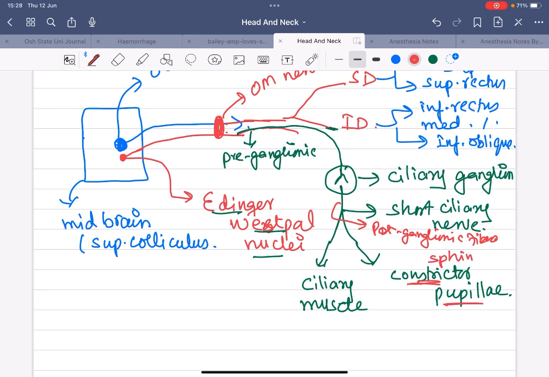and the ciliary muscles. These muscles are used in accommodation. Please remember, this is your ciliary ganglion.